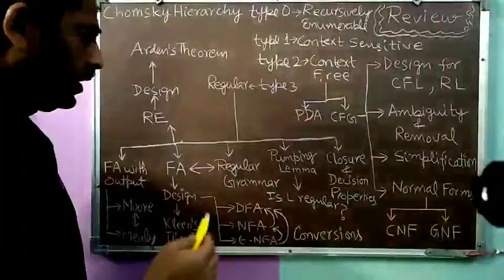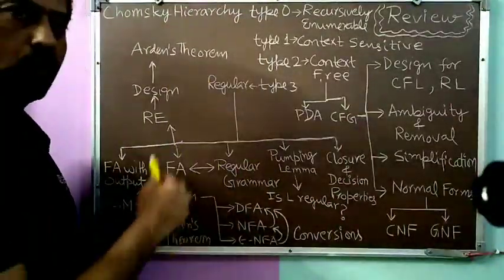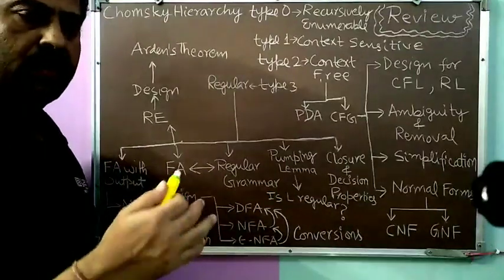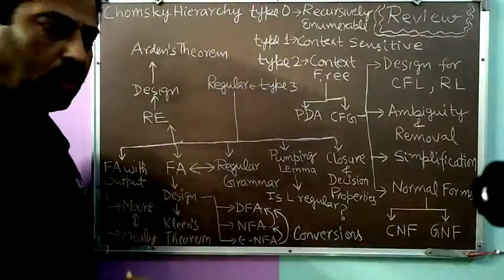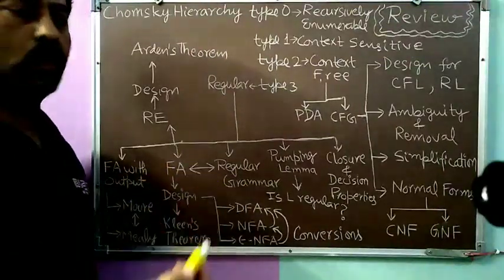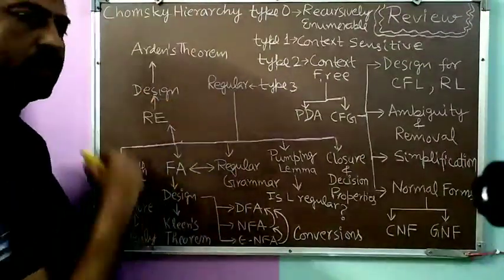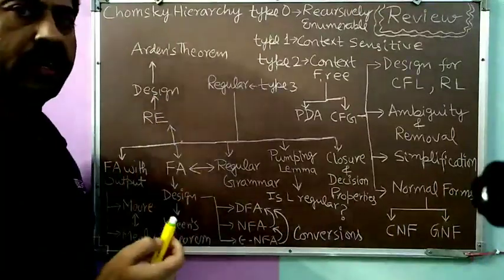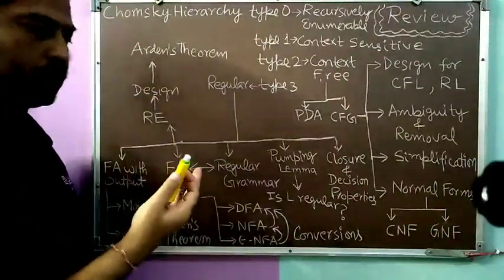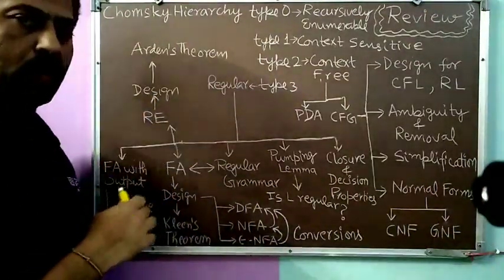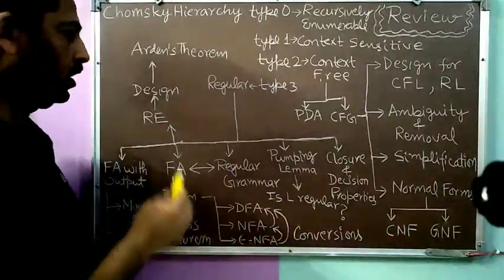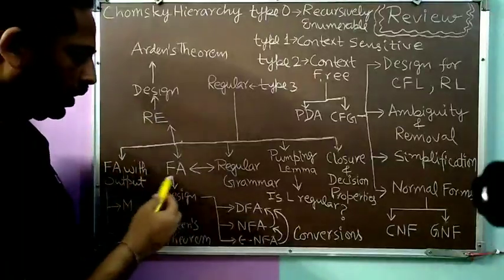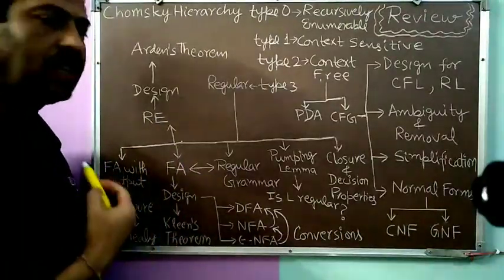We have discussed that our FAs are the tools by which we can test whether a given string is inside the language or not. So these are basically the testing tools. Now the regular expressions which we have discussed are the generating tools. If we know the regular expression, then with the help of that regular expression, we can generate words in the given language. So the regular expression is a generating tool, and these FAs are the testing tool.